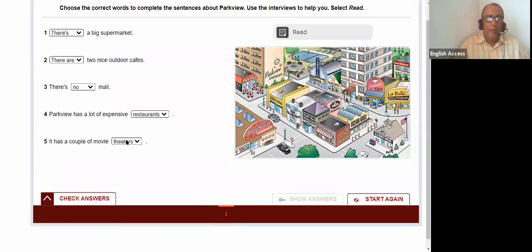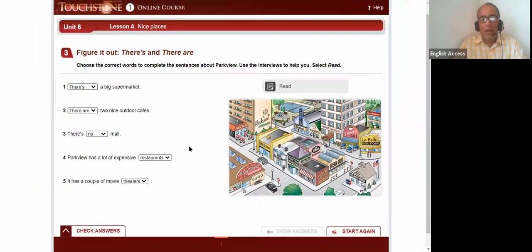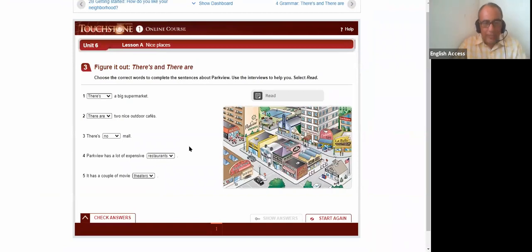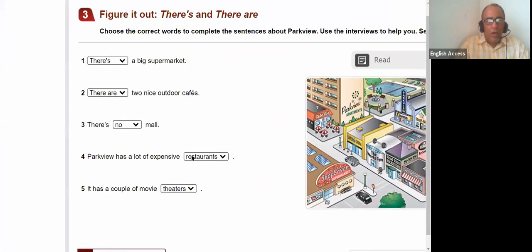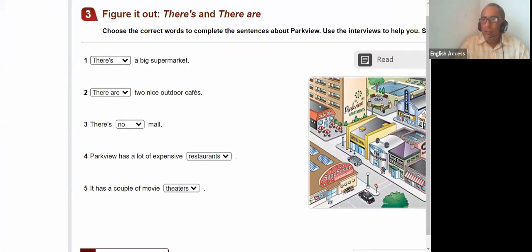Let's see about the lesson. No sé, y aquí ya terminamos. There is, there are. Esta pequeña práctica. This little practice. Now, I just point out a lot of because it's here. Les mencionaba a lot of porque aquí está. Si se fijaron. A lot of expensive restaurants, plural. A couple of movie theaters.